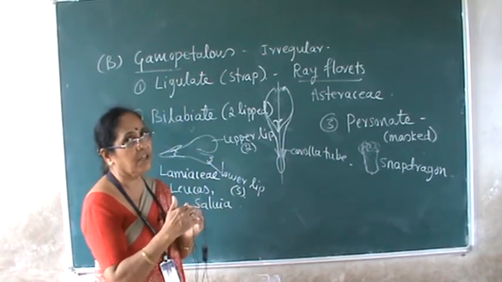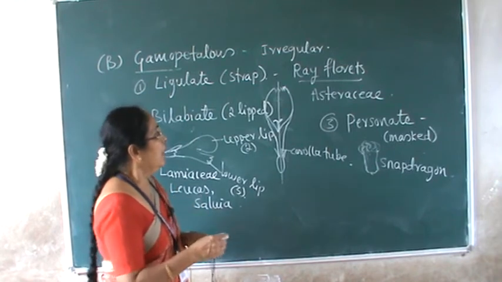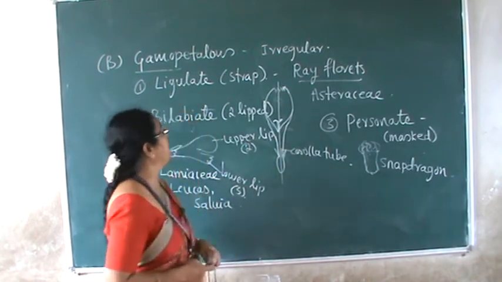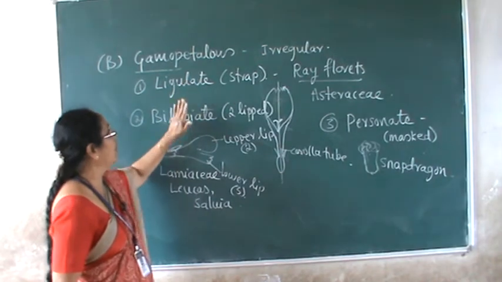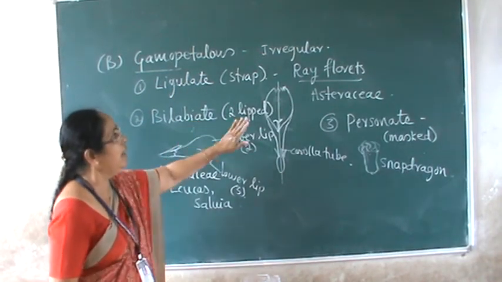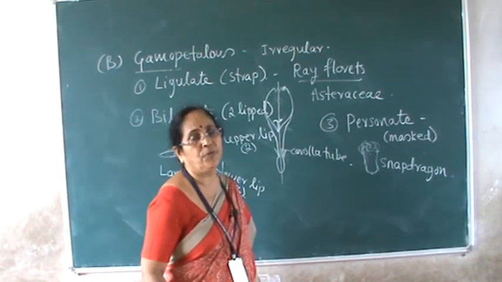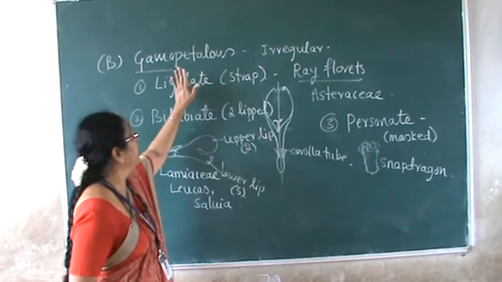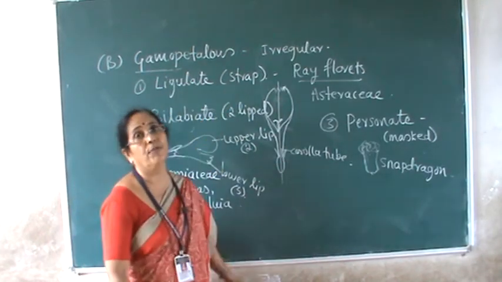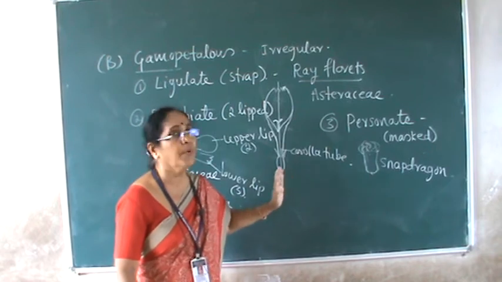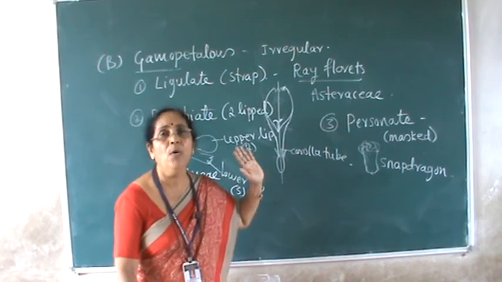So these are the 3 different shapes: the ligulate or strap-shaped corolla, bilabiate corolla, and masked or personate shape of the corolla. It falls under the heading that is called as gamopetalous irregular form. They can be cut into 2 equal halves in only one plane.